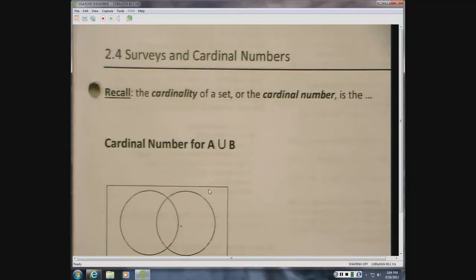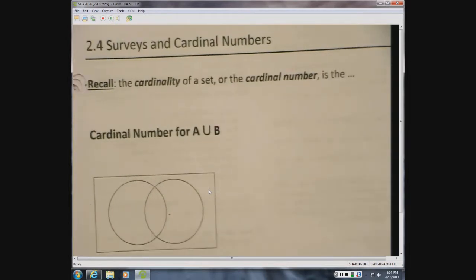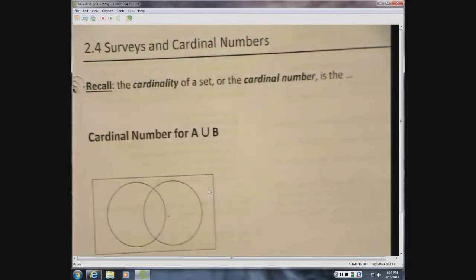Hello class. Today we're going to be talking about surveys and cardinal numbers. And I'd like to start by just remembering this word, cardinality. The cardinality of a set, or the cardinal number, is the number of unique elements within that set.